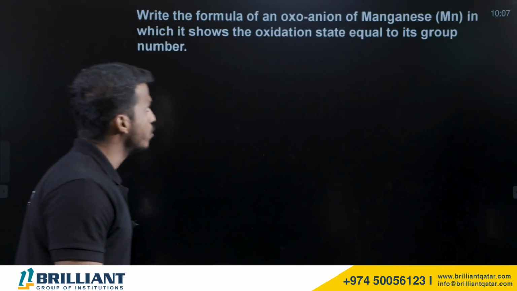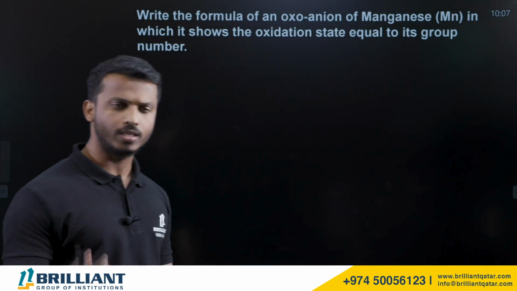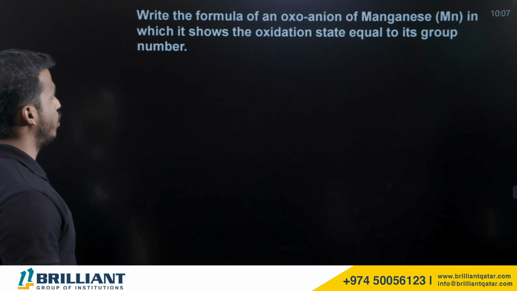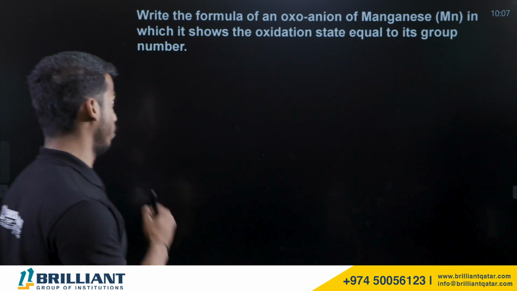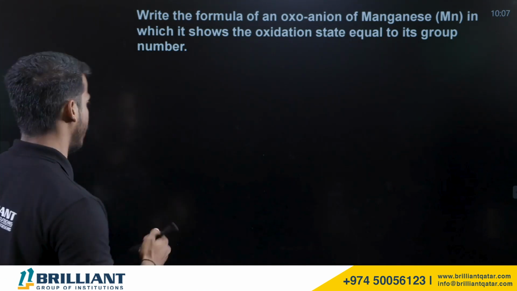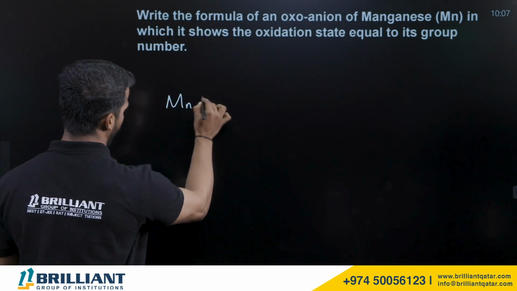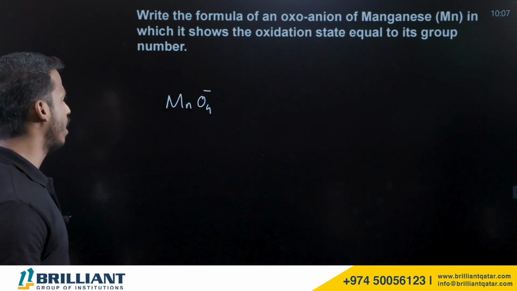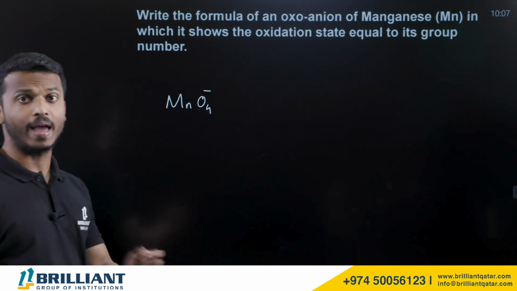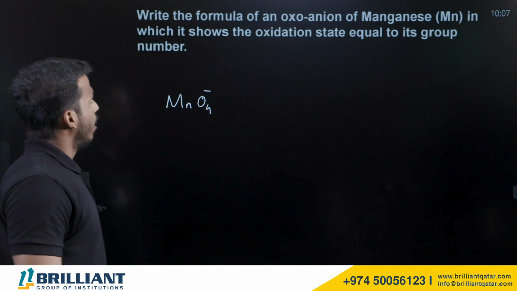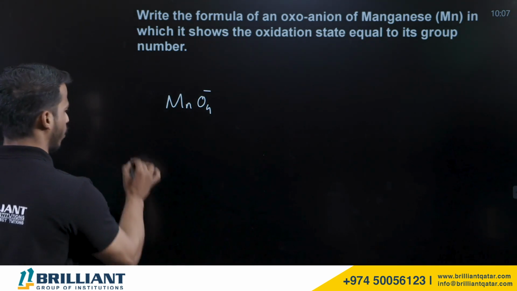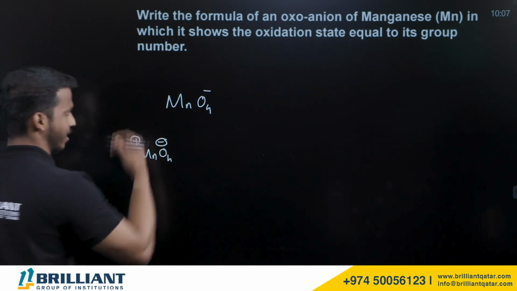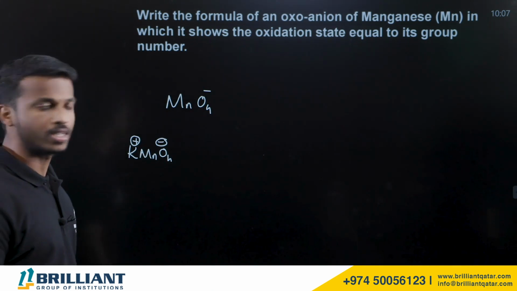Write the formula of an oxoanion of manganese in which it shows the oxidation state equal to its group number. Oxoanion means the compound with oxygen, with a negative charge. Dear student, the answer is MnO4 minus. This is the oxoanion of manganese. You know, this comes from KMnO4, potassium permanganate, where we have K plus and MnO4 minus. You can check it. What is the oxidation state of manganese here?